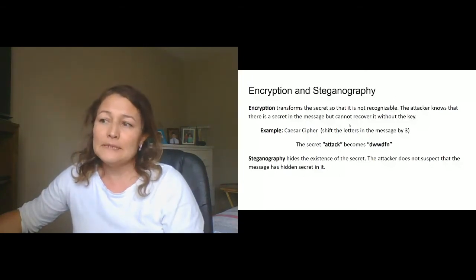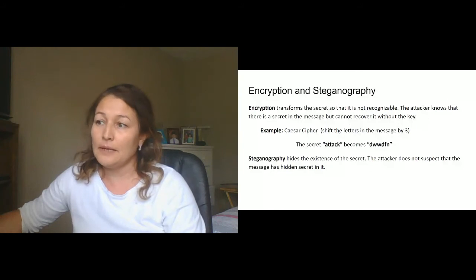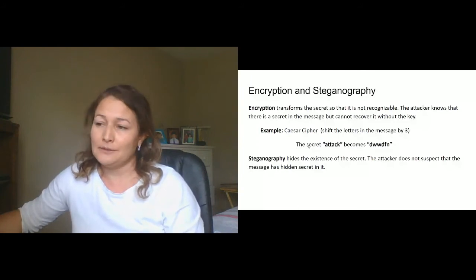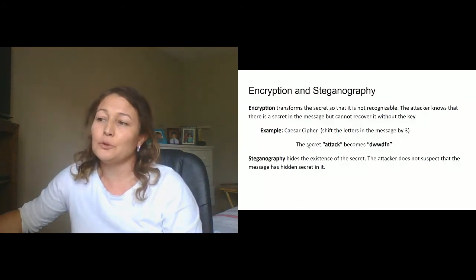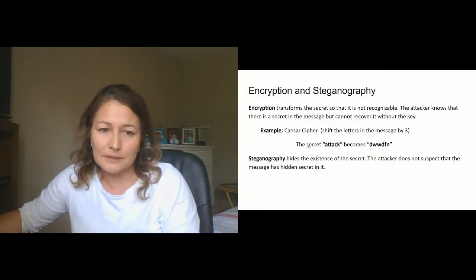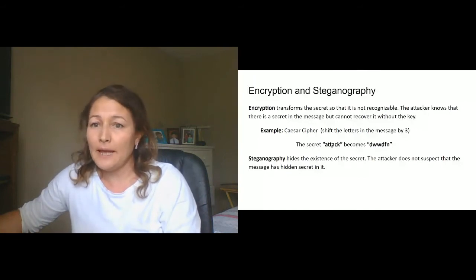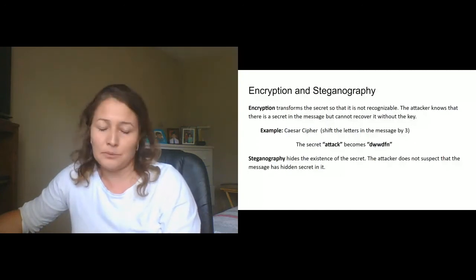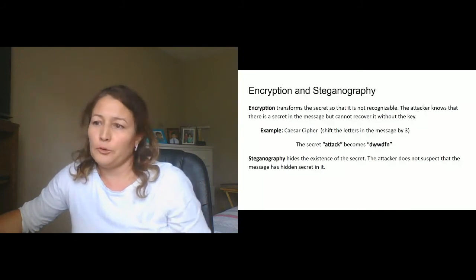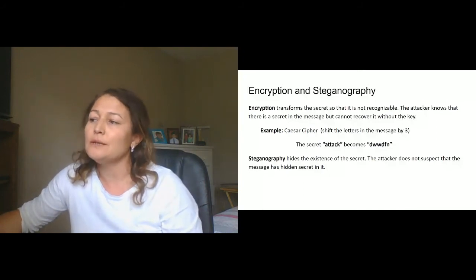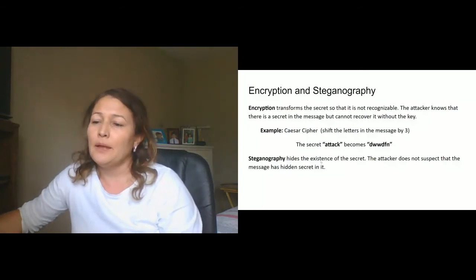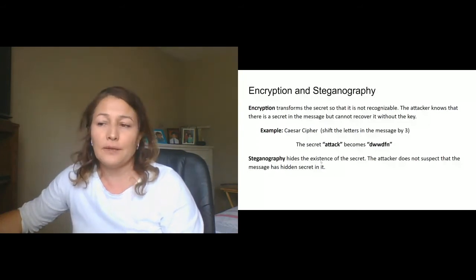For example, Caesar Cipher is an encryption method that was used in the past by Caesar. In this one, what you do is you shift each letter of your message by 3. So, for example, attack becomes this unrecognizable, illegible word. And if you know that 3 is used to shift the letters, then you know how to get the attack back.